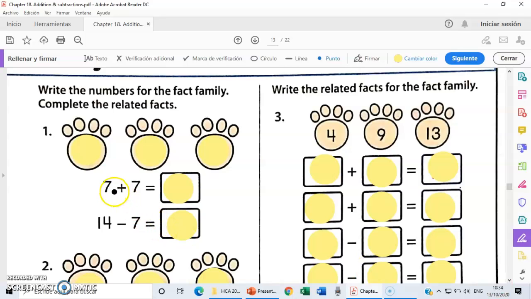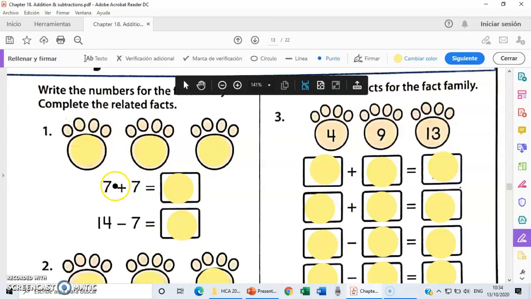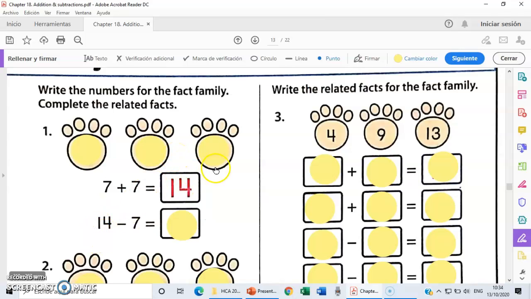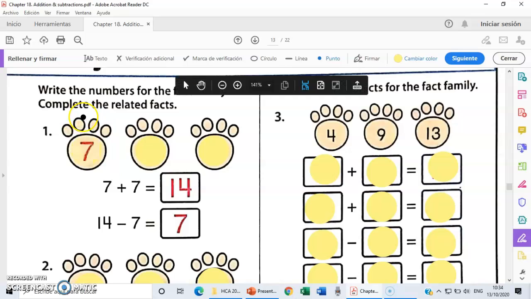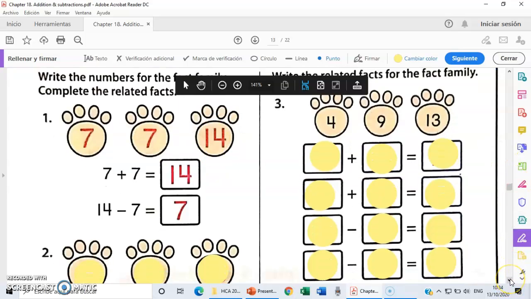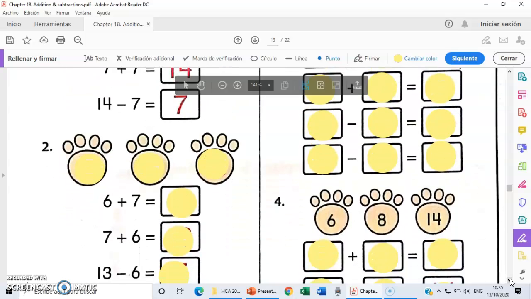And here you had 7 plus 7, 1, 2, 3, 4. So 7 plus 7, it's 14. And how is 14 minus 7? 14 minus 7, it's 7. Good job. So what are the related numbers here? You already have. There are three numbers that repeat. 7, another 7, and 14. Good job.